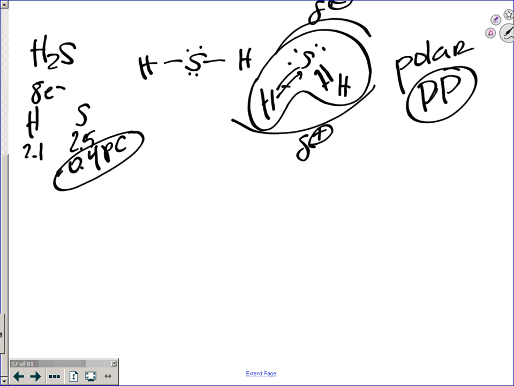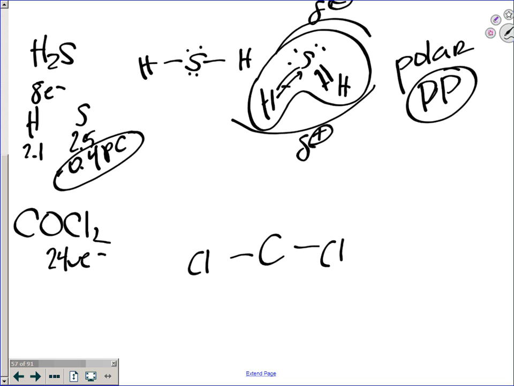Okay, this is the one I saw a lot of mistakes on. COCl2. How many total valence electrons? 4 plus 6 plus 14 is 24 valence electrons. Okay. Who's central? Carbon. And then how many attachments? 3. So I'm going to put chlorines left and right and put an oxygen here. Okay, what do I need to do for all of them? Octet.